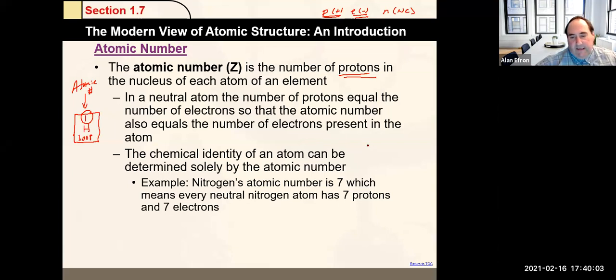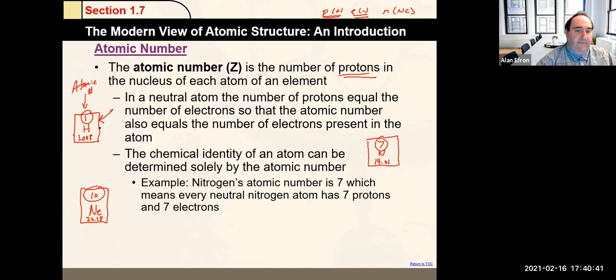If we look at something like nitrogen, 7 N and 14.01, again, the 7 is the atomic number. We look at something like neon, which is number 10, and 20.18. Again, the number up on top means that a neutral hydrogen atom would have 1 proton. It would also have 1 electron to balance it out.